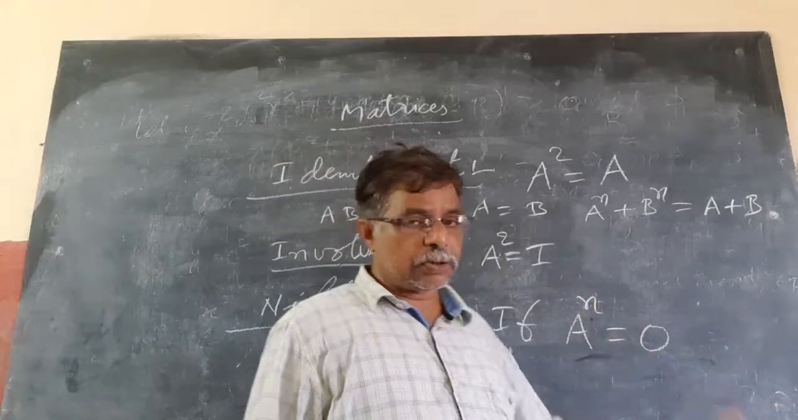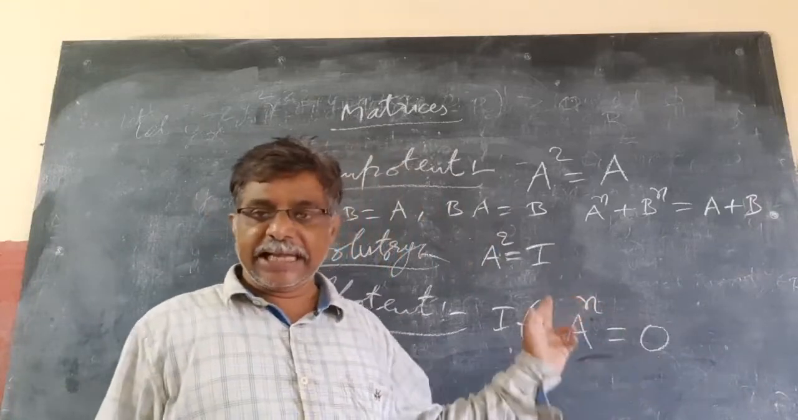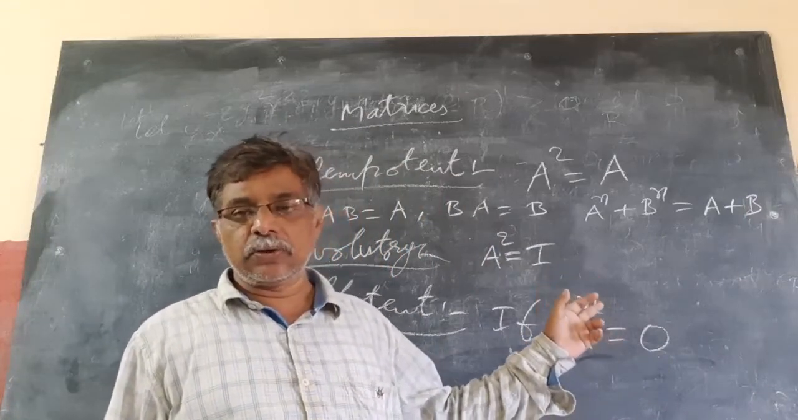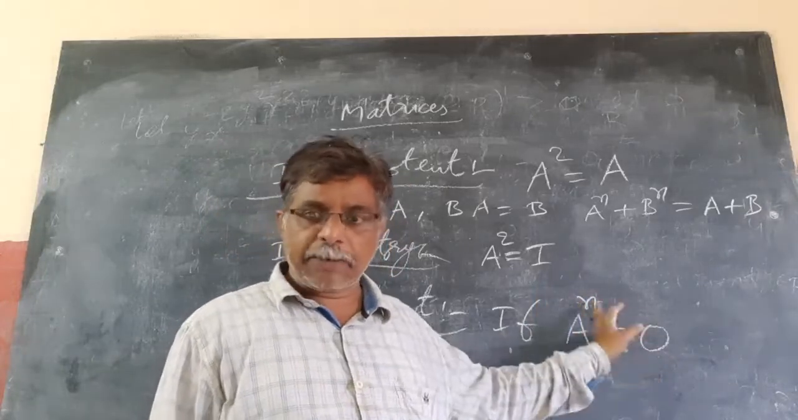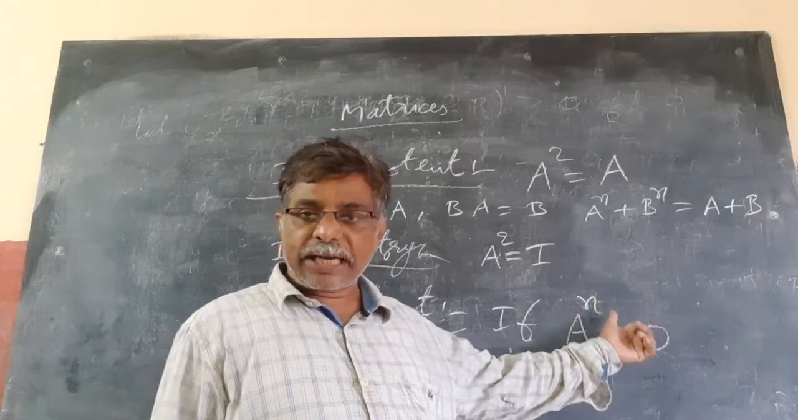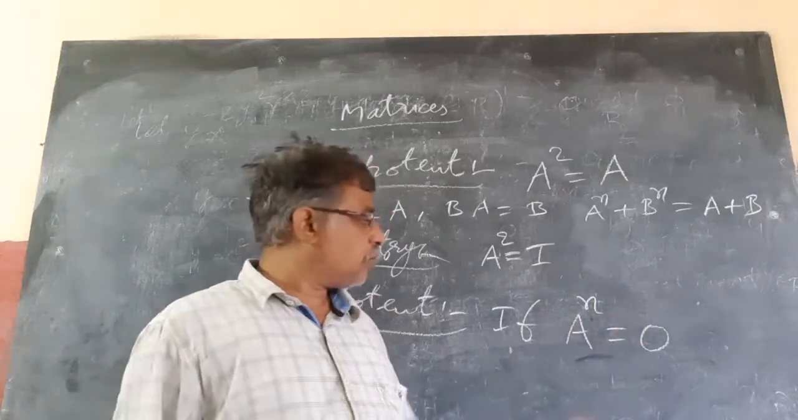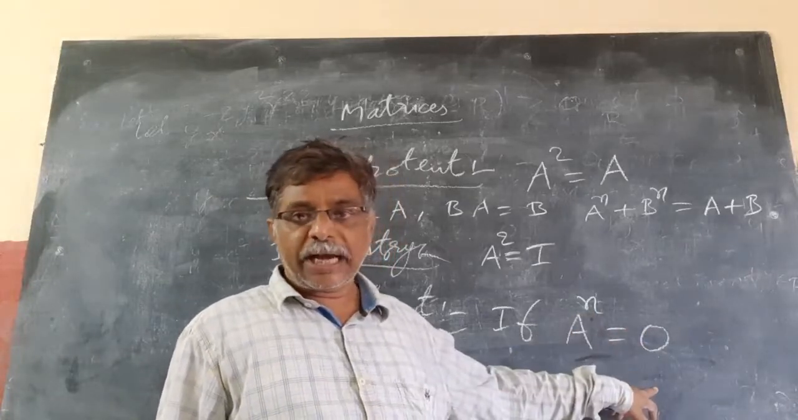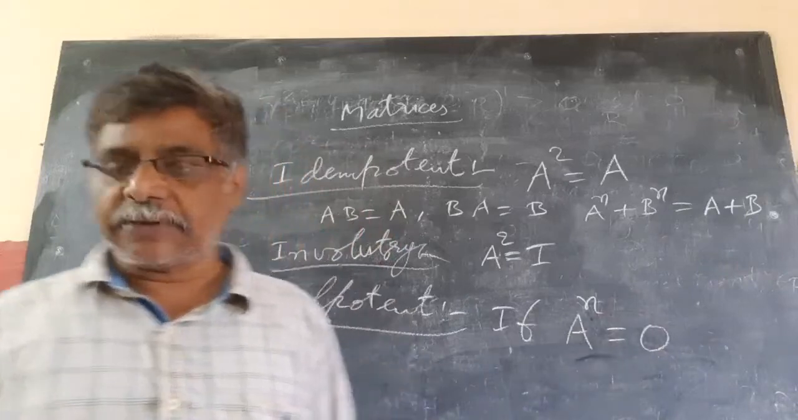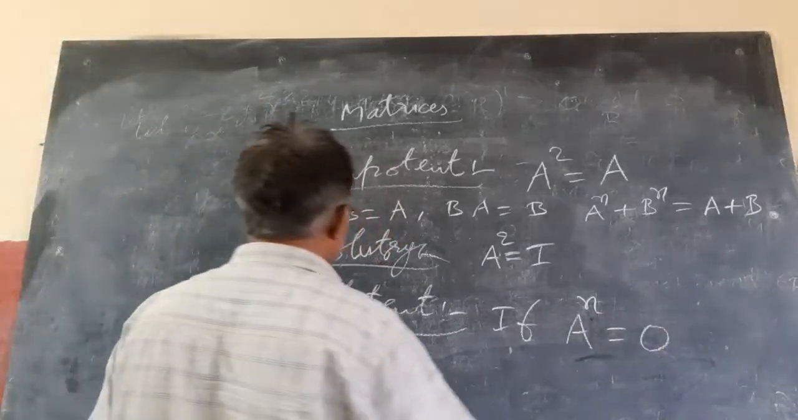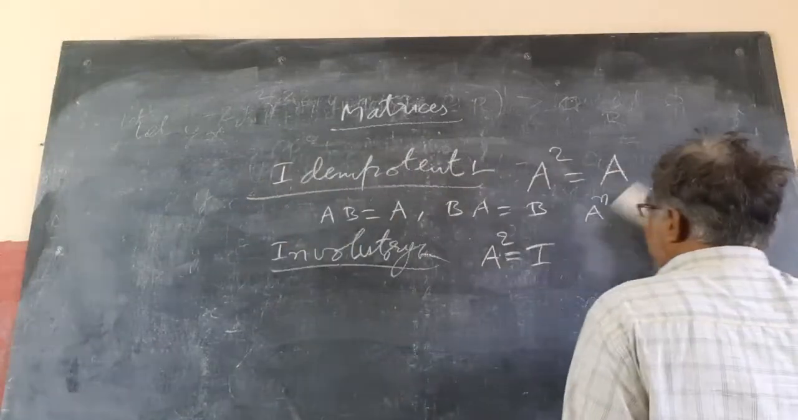If A power n equals 0, then A is called a nilpotent matrix, and n, the least positive value, is called the index. Because if A power 4 is 0, then A power 6 is also 0, A power 7 is also 0, but 4 is the index. Like that, the least value of n for which A power n is 0 is called the index of the nilpotent matrix. All these are the types of matrices we already discussed in our first year.